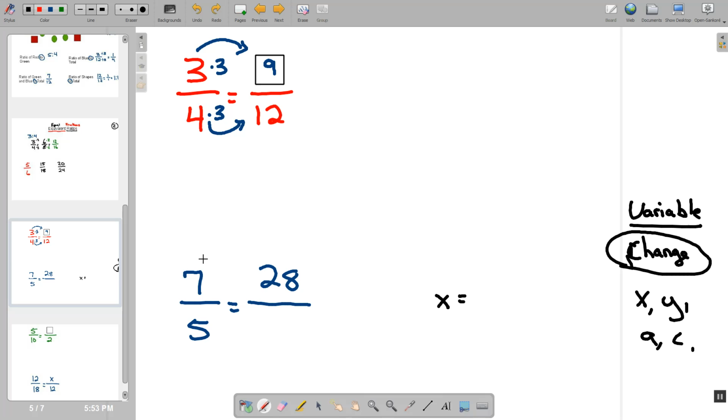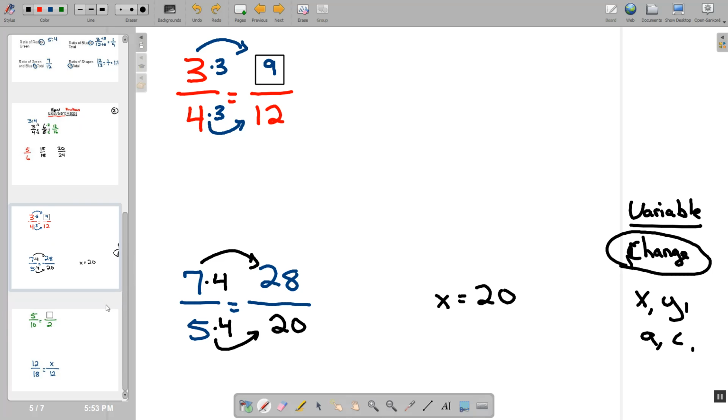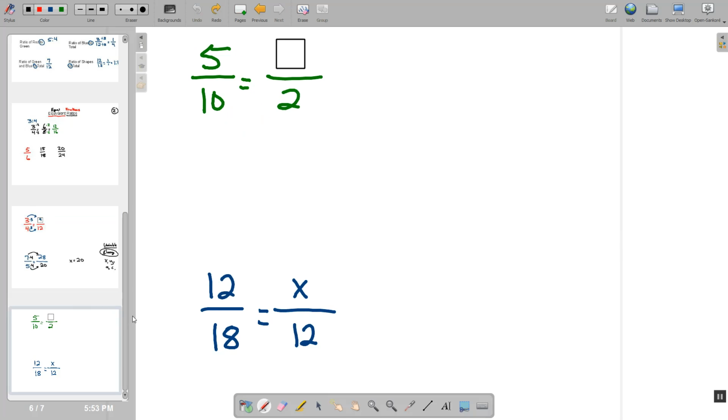So same thing as before. We have to figure out the pattern, this time once again from left to right. Well, 7 times 4 is equal to 28. Therefore, 5 times 4 will be equal to 20. And then x has to equal 20. And that's it. That's the whole process. And that is actually as tough as we can really get here. So we're going to do one more slide.